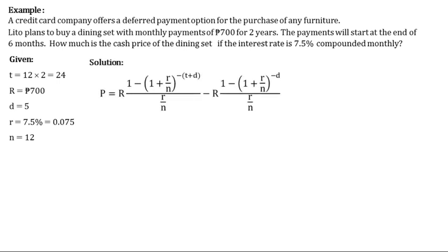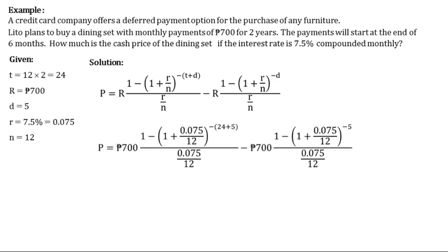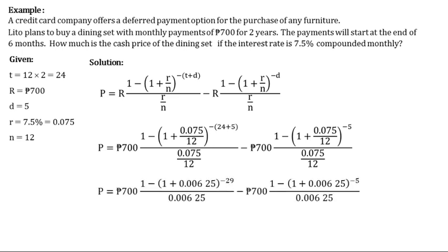So, using the formula, we have P is equal to R times 1 minus 1 plus r over N raised to negative T plus D all over r over N minus R times 1 minus 1 plus r over N raised to negative D all over r over N. And substituting the values to the formula, we have, yan. Then, syempre, solving it using PEMDAS. So, 24 plus 5 is 29. 0.075 divided by 12 is 0.00625.